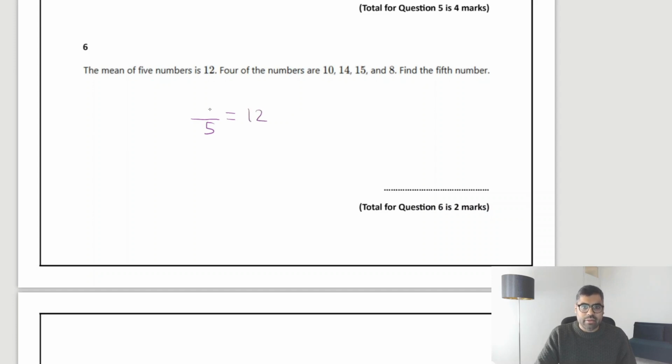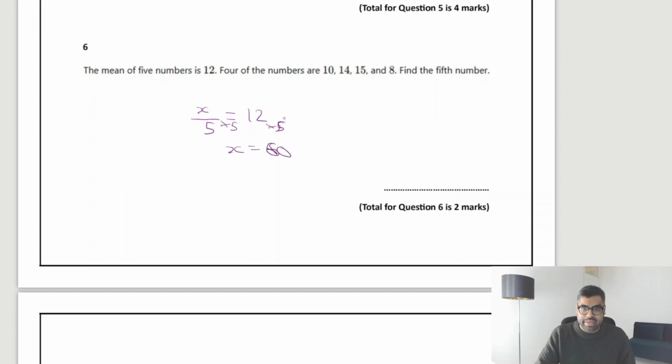So let's just call it x for a second. So x is going to represent all our 5 numbers added together. So our 5 numbers added together are going to total 60, because if we times both sides by 5, that's going to give us our x equals 60.